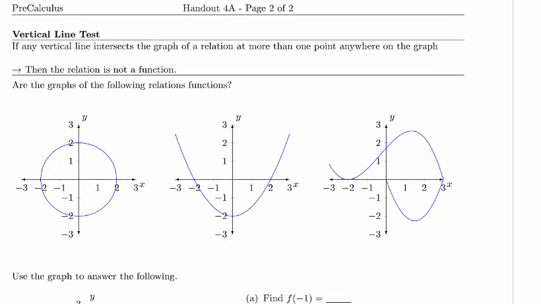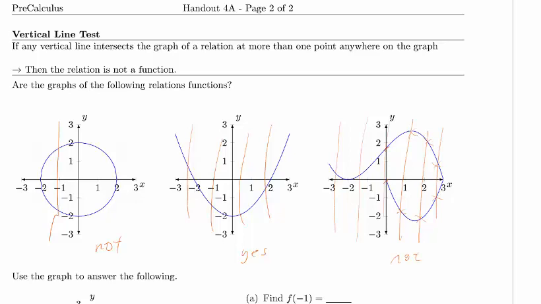Okay. Are the following graphs functions? Fails a vertical line test in quite a few different places. So, not a function. And note here, no matter where I draw, I only intersect the graph once. So yes. And so note on this one here, it passes here, but fails all along here. So this is not a function.